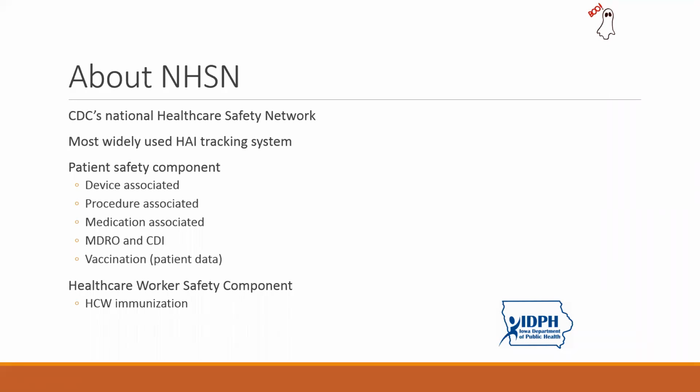It is the most widely used tracking system for healthcare-associated infections, and there are several different components that you can use with NHSN. The ones most common are the patient safety component, and that's broken into device-associated, procedure-associated, the medication-associated, which I don't know that anybody is really participating in, the MDRO and CDI, and the vaccination for the healthcare patient, the patient data for that. And then you've got the healthcare worker safety component, which is where you're documenting your healthcare worker immunizations for influenza.